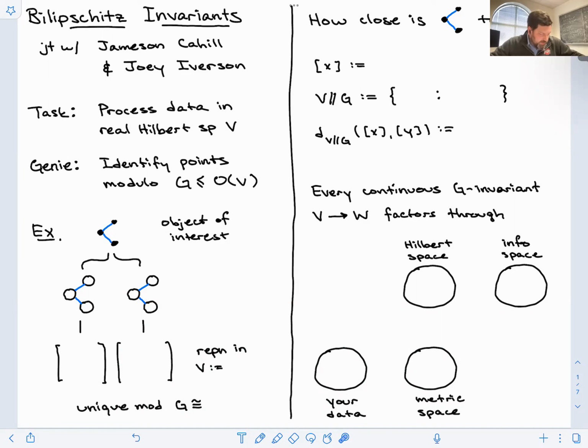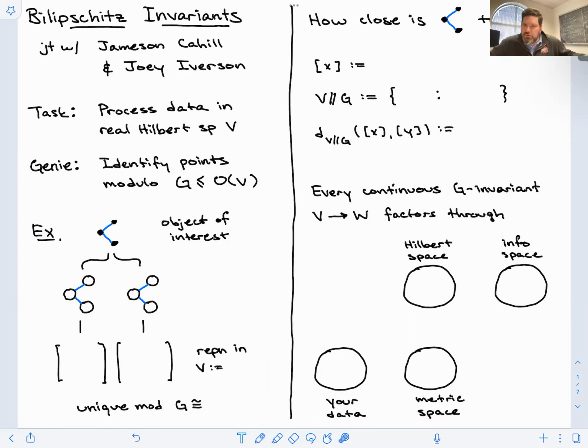So the task is to process some data that is given to you from some real Hilbert space, okay? Some of us are experts in processing such data. Maybe you're familiar with frame theory. You'll use that to process a vector in a Hilbert space. This problem has a little twist to it. A genie is telling us that we ought to identify points that reside in a common orbit of some subgroup of the orthogonal group of our Hilbert space.